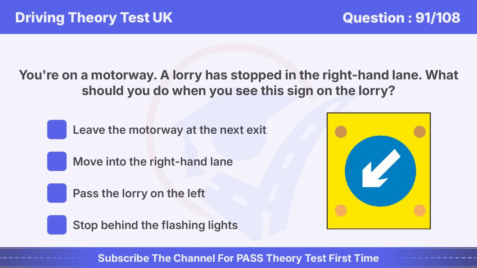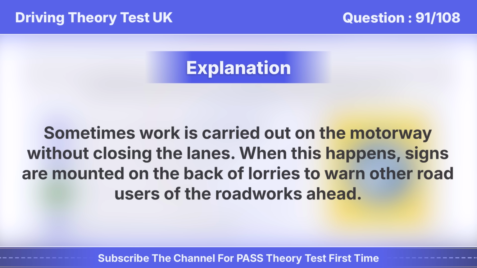Question 91. You're on a motorway. A lorry has stopped in the right-hand lane. What should you do when you see this sign on the lorry? Answer is C. Pass the lorry on the left. Sometimes work is carried out on the motorway without closing the lanes. When this happens, signs are mounted on the back of lorries to warn other road users of the roadworks ahead.